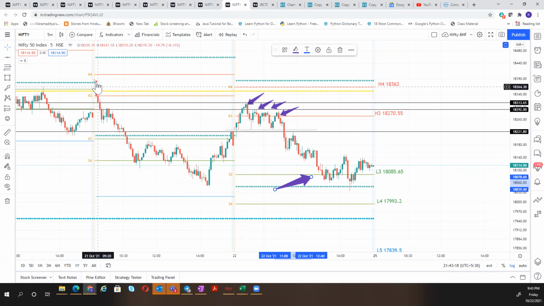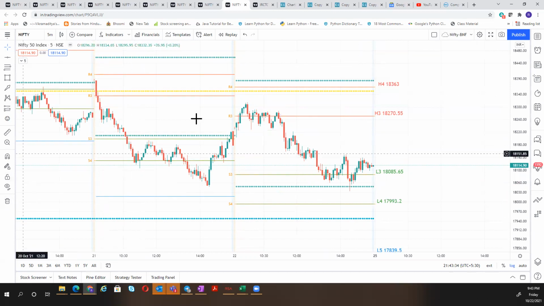See here what happened yesterday. Above R3, price came down. What is R3? Selling zone. What is your target? Previous day low or S3? Boom. Did it work? It worked. I'm going to remove everything. See here, R3 to S3.